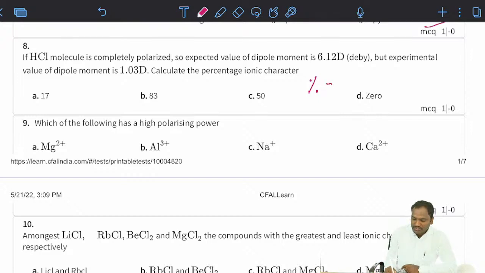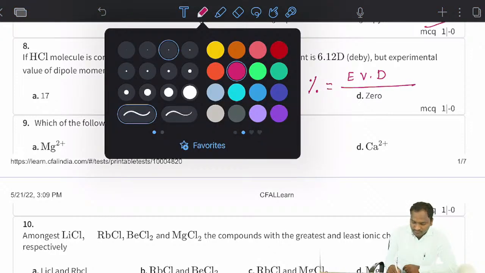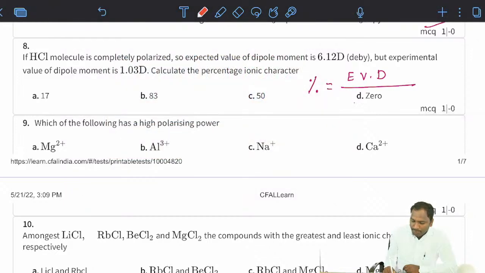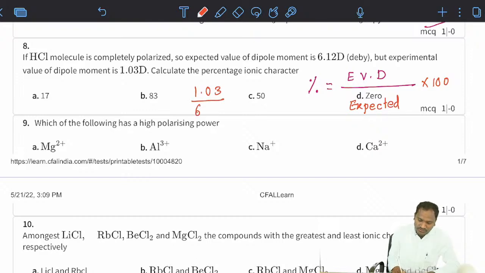So here percentage of ionic character is equal to the experimental value of dipole moment divided by the expected value of dipole moment, into 100. So here experimental, how much have they given? 1.03. Units anyway same, no need to convert. Expected, how much? 6.12, into 100.